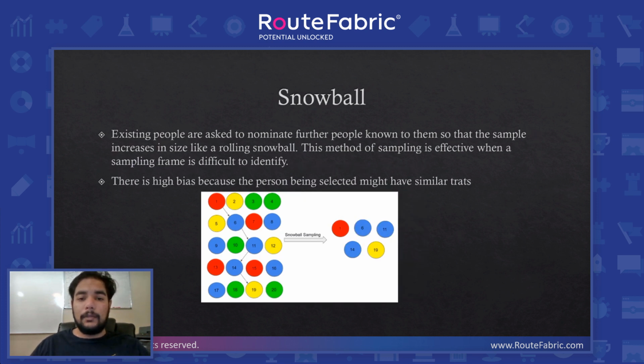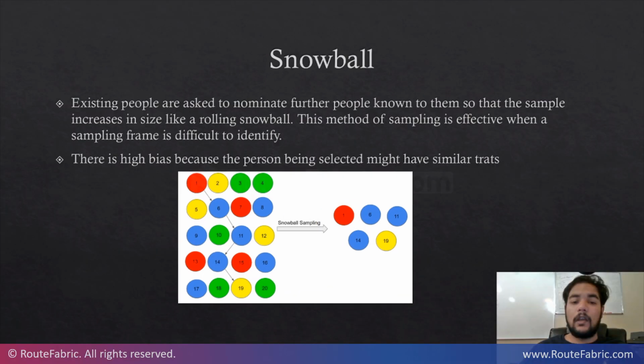Lastly, in non-probabilistic sampling, we have snowball sampling. Existing people are asked to nominate further people known to them so that the sample increases in size. For example, if I was selected for the population, I would recommend a family member or a friend. The problem with snowball sampling is that there is high bias because the person being selected might have similar traits, but snowball sampling is really useful when the sampling frame is difficult to identify for your population.